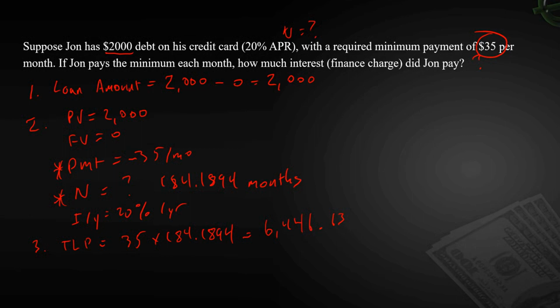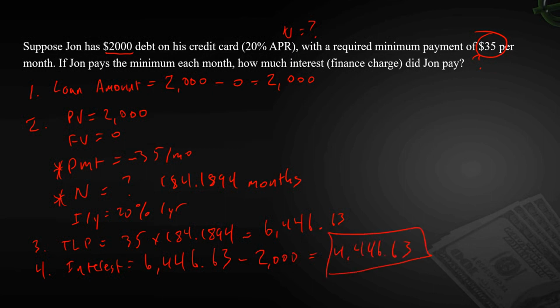Now if we want to figure out how much interest, we need to simply subtract the loan amount of $2,000 and we get $4,446.63. That's the total interest he'll pay on the credit card. Now if you were to continue this to step 5 and you want to know what's the total cost, then we would take the sales price of $2,000 and add our interest here of $4,446. So basically what this is saying is that he's going to pay $4,400.